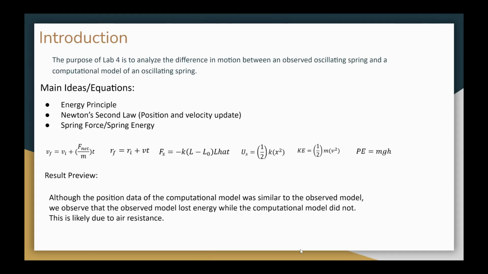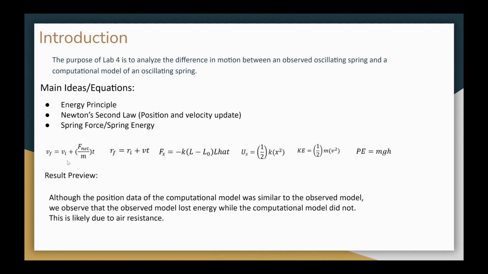The purpose of Lab 4 is to analyze the difference in motion between an observed oscillating spring and a computational model of an oscillating spring. The main ideas we'll use are the energy principle, Newton's second law, especially the position and velocity update formulas, spring force, and spring energy. And here are the equations we'll be using.